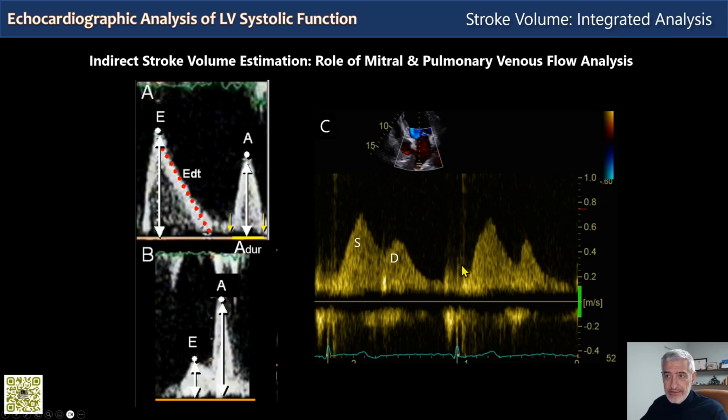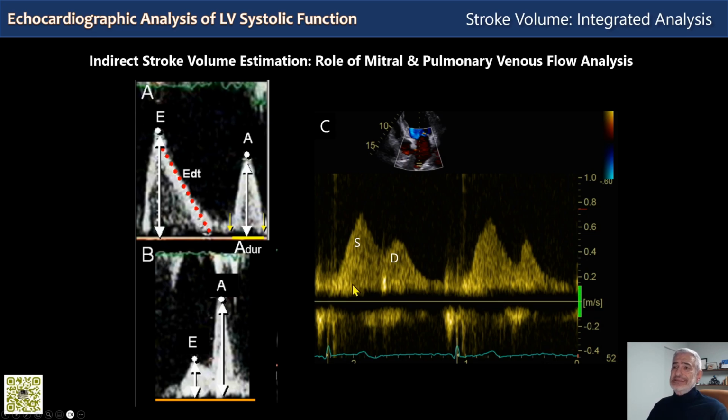In panel C, the pulmonary venous flow profile with a systolic wave and a diastolic wave and a small reverse wave. This pulmonary venous flow profile reflects a normal stroke volume. The prevalent systolic wave reflects a normal reservoir filling of the left atrium. The systolic wave is the systolic reservoir filling of the left atrium, whereas the diastolic wave relates to flow that goes directly from the pulmonary veins through the atrium and through the open mitral valve in the left ventricle. This is early rapid filling of the left ventricle.